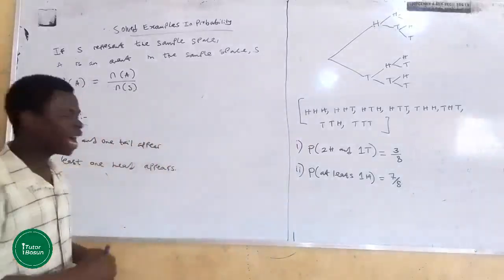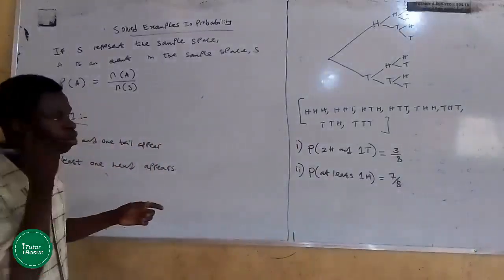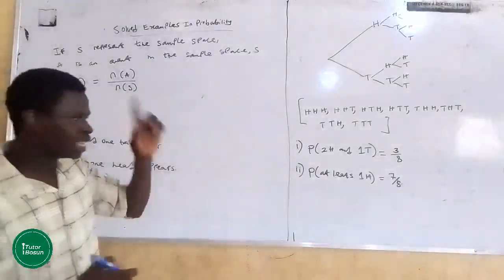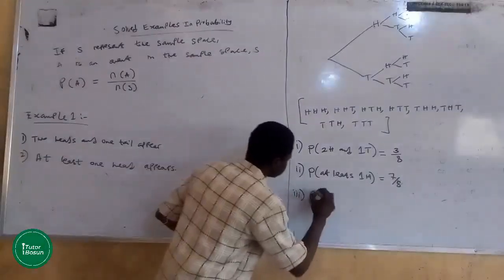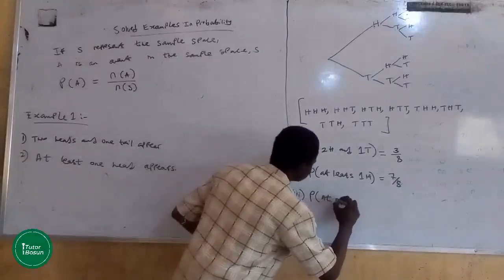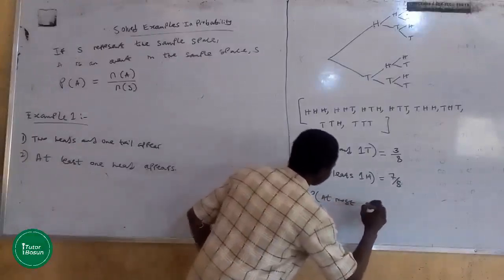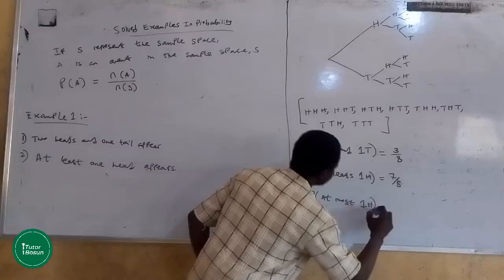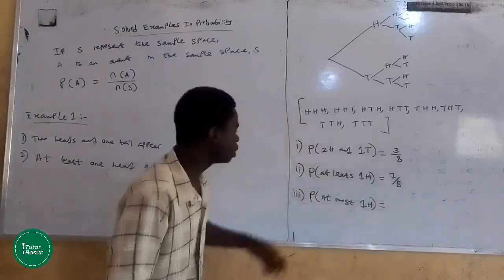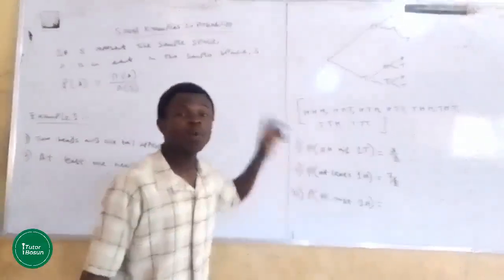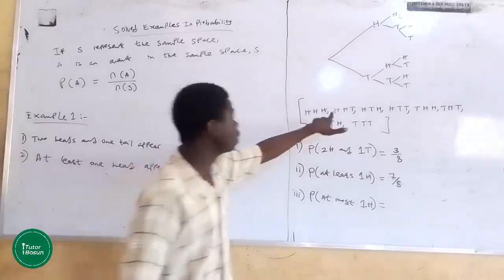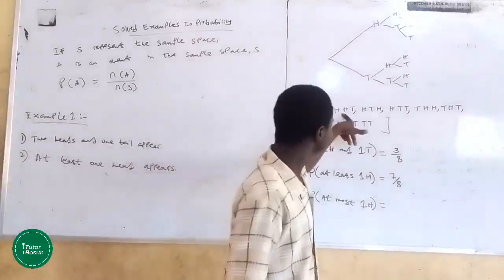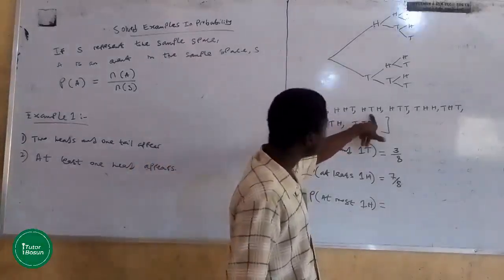So what if we are asked to find the probability of at most 1 head? At most 1 head means the number of heads must not be more than 1. This one has 3, it's already more than 1. This one is 2, it's more than 1. This is also 2, more than 1.